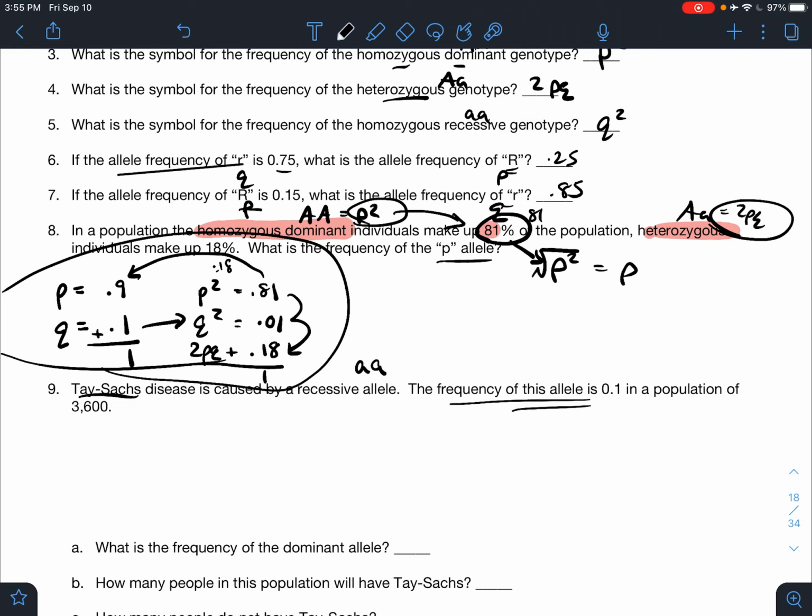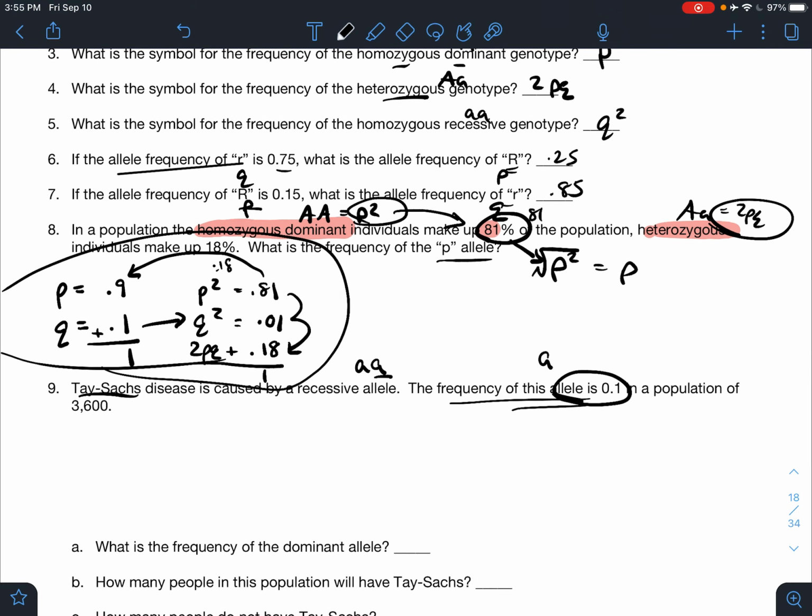The frequency of this allele is 0.1 in a population of 3,600. Okay, it's the frequency of an allele. It's the recessive allele. A equals Q equals 0.1. Okay, Q equals 0.1. P equals 0.9. That equals 1. Q squared equals 0.01. P squared equals 0.81.